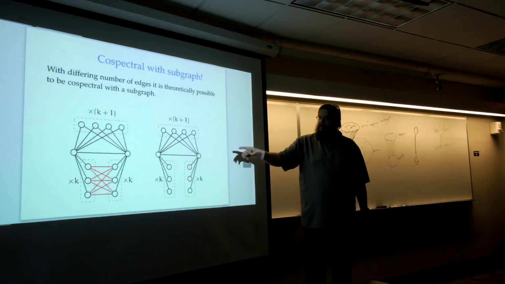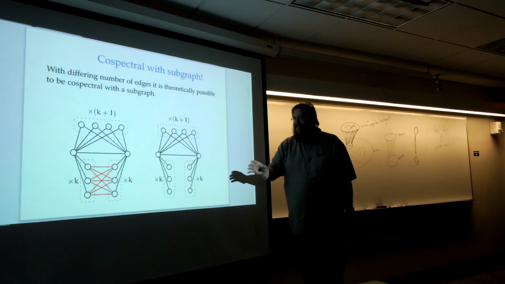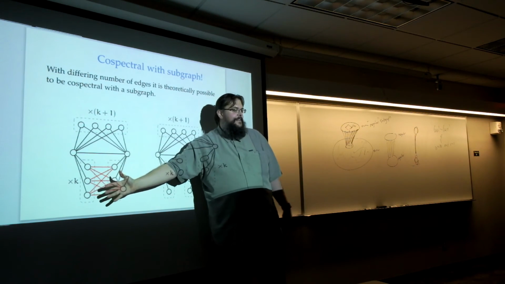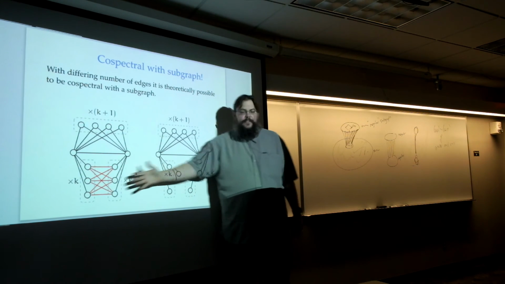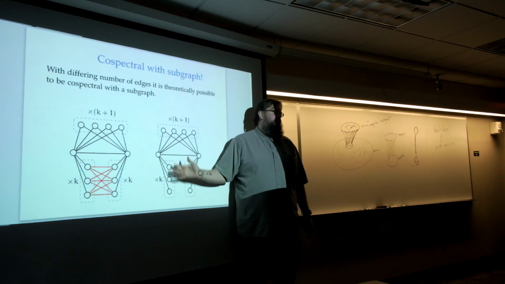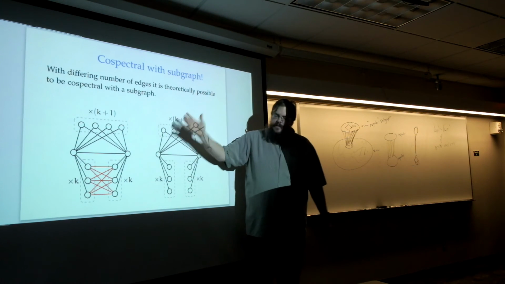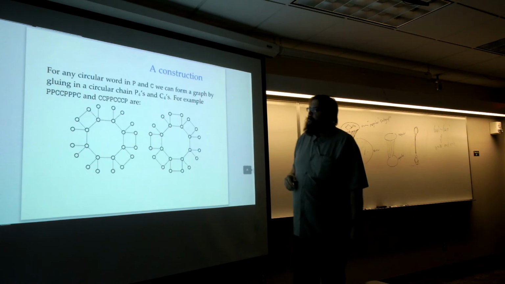One thing I forgot to point out about this, this is a fun example. I like to point this out. If you choose k fairly large, this graph is a dense graph. It has order n squared over 4 edges. This graph is a sparse graph. It's just almost a tree. So you can have sparse graphs cospectral with dense supergraphs. It's very strange. Okay, all right, back to work.